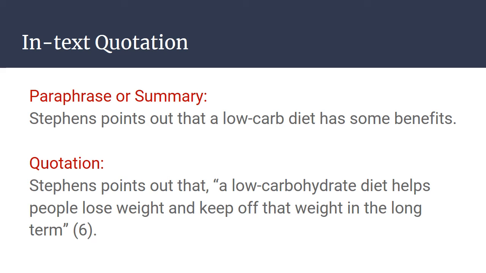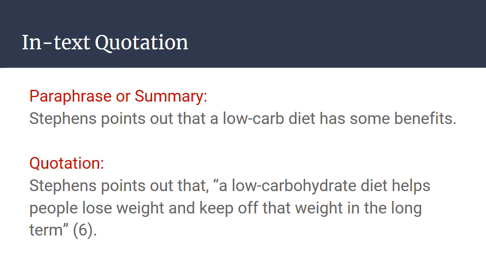That's different from a quotation. When we use a quotation, we are telling the reader that we are using the exact same words that the author used in their source. If we look at this one, Stevens points out that, and then we use open quotation marks, those two little lines above the letter A. This signals to the reader that all the words that follow are the exact same words from the source. It says, a low carbohydrate diet helps people lose weight and keep off that weight in the long term. And then we have here a page number. So this is a quotation.